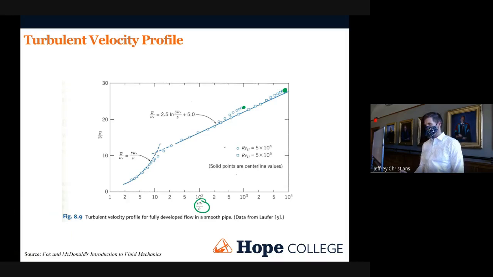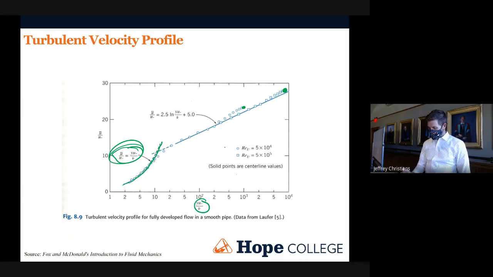Y u star over nu. You may recognize it from this equation. This is the x-axis on a log scale, so a straight line on a log scale looks like this. This is our model here, the model that we derived ourselves for what's happening right at the wall.